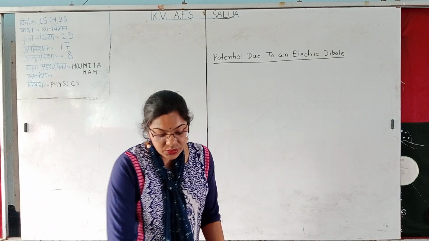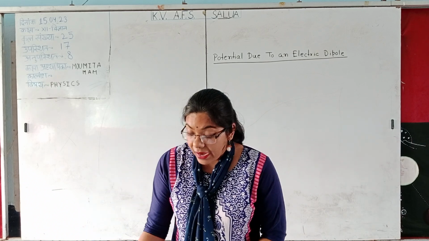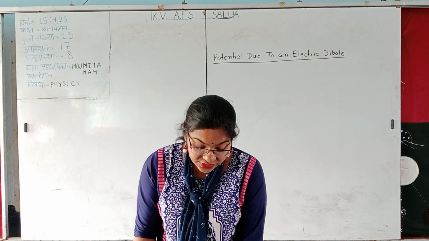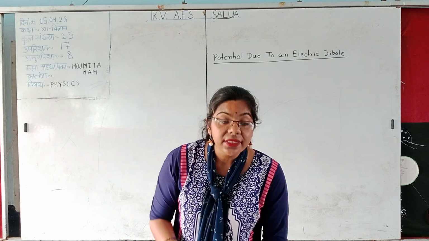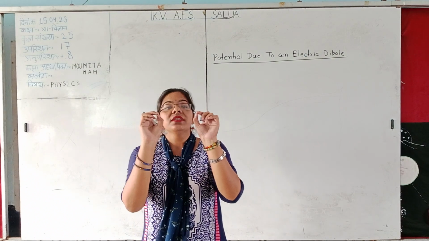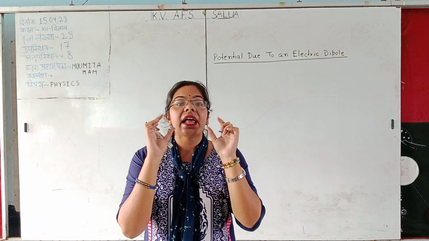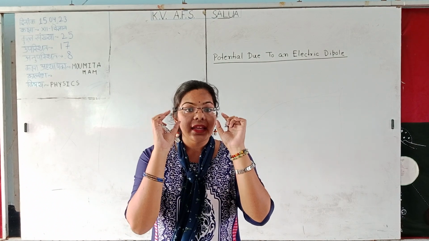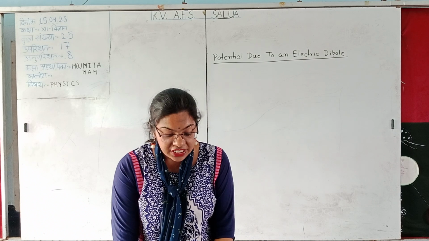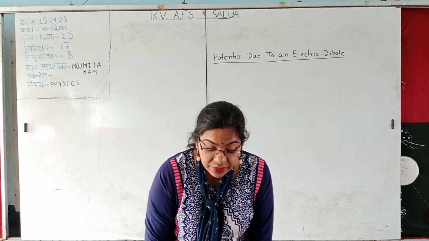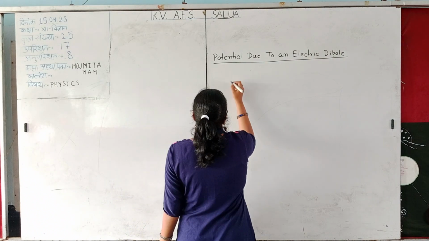First of all, let us draw the diagram of an electric dipole with a position P, where we are going to calculate the potential. Potential of an electric dipole. So let us draw the dipole.